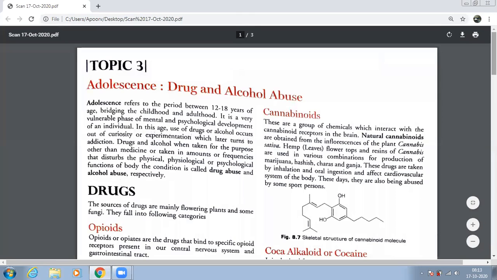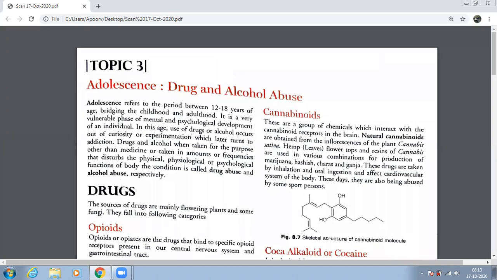What are the 3 forms of drugs which we get from cannabis sativa? Marijuana, hashish, charas, ganja. What are the 3 things which are mixed in different combinations to get these varieties? Leaves, resin, and flower tops. Which system of the body do they affect? The cardiovascular system.